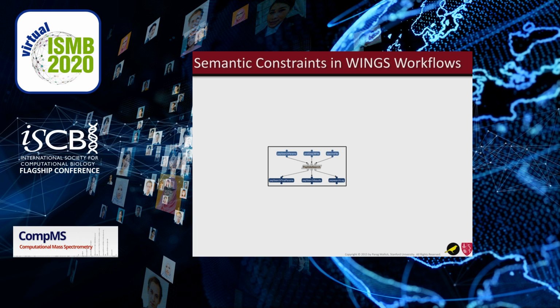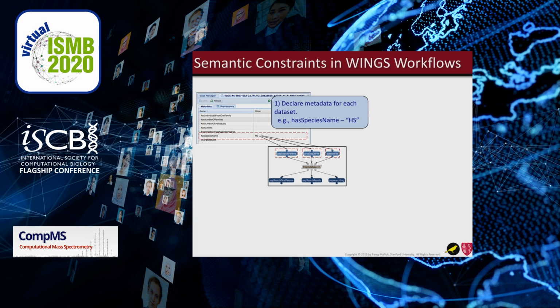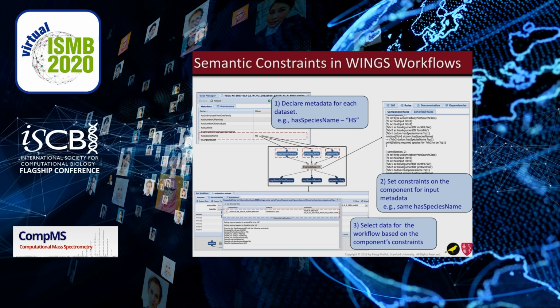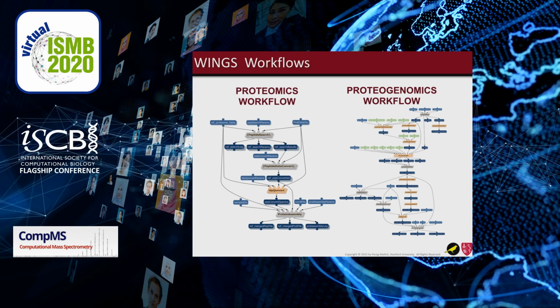So let's consider a sample component. In the above component, we can add species name as metadata for the files. And then at the component level, we can set up rules using Jena rules. This way, when the workflow is executed, only the data compliant with the rules is selected for execution. If no such data is selected, the workflow cannot be executed. Here are a couple of workflows from WINGS which we used for our analysis, the proteomics and the proteogenomics workflows.